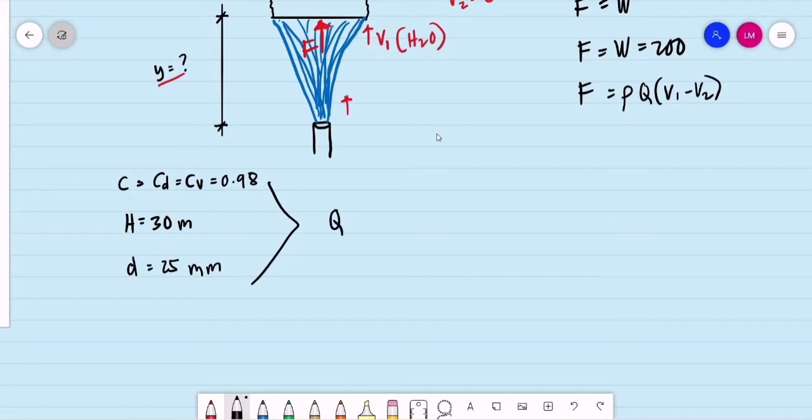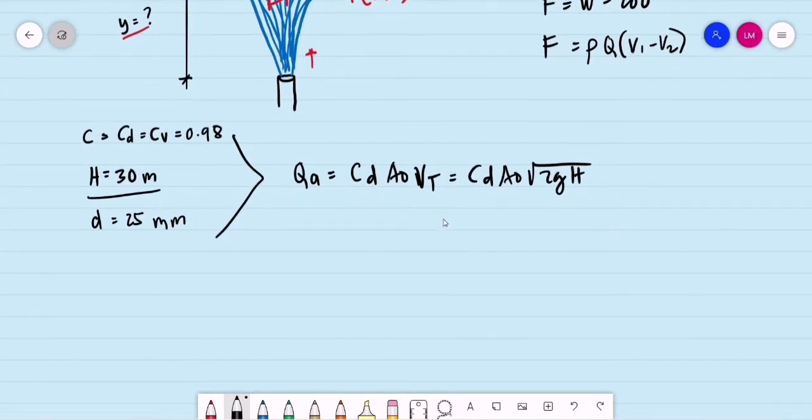Galing dito. So, paano ba kumuha ng discharge? Kung i-recall natin, parang orifice yung mga details na given. Flow rate actual ng orifice is the coefficient of discharge times area ng orifice times the theoretical velocity, or equal to C sub D times area of the orifice times the square root of 2gh. Since may given siya dito na head equal to 30 meters.